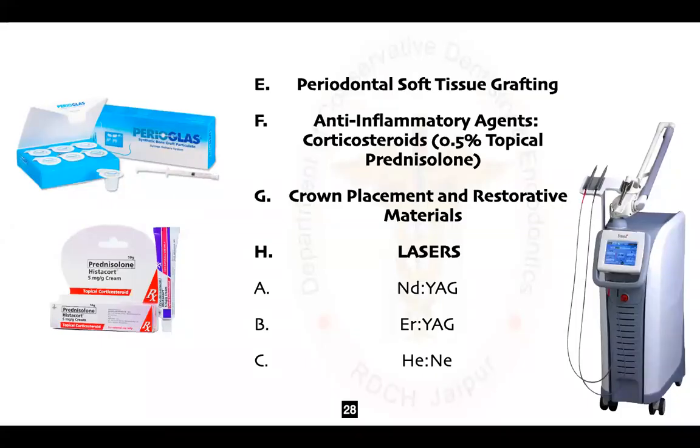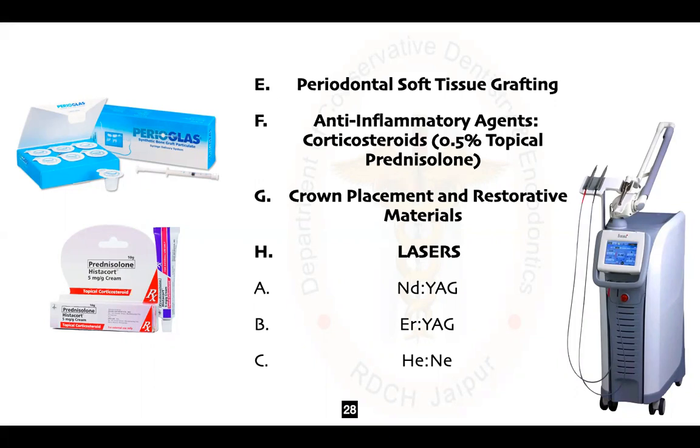Next method is periodontal soft tissue grafting. As I just told you, the periodontal people use grafts like perioglass, such as bone graft, to cover the surgical sites so that the tooth is not exposed and does not cause sensitivity, right? As you can see, that image of perioglass on the left is a bone graft material. Then we have anti-inflammatory agents like corticosteroids. 0.5% topical prednisolone can also be used. It's one of the methods to manage hypersensitivity.